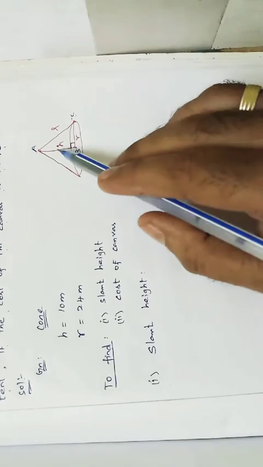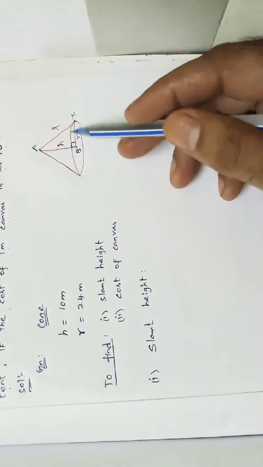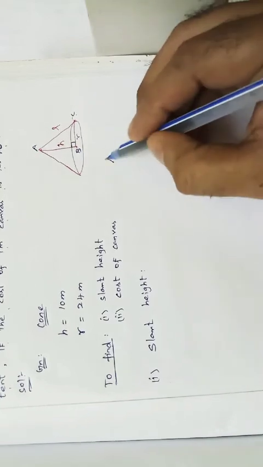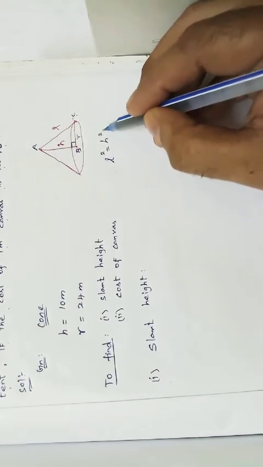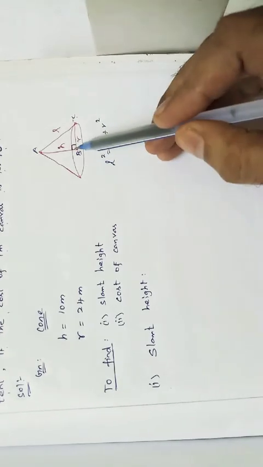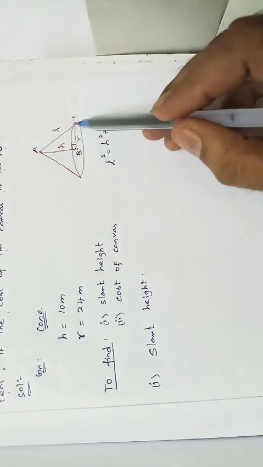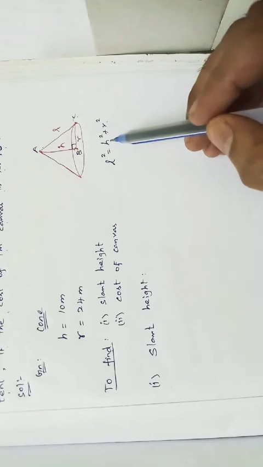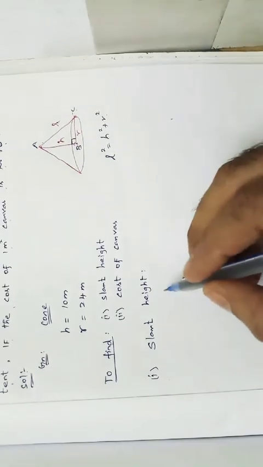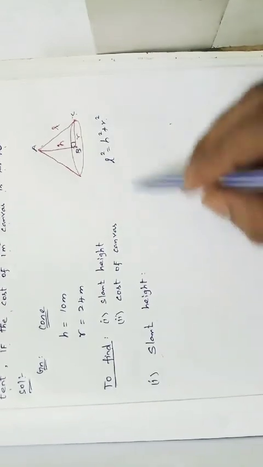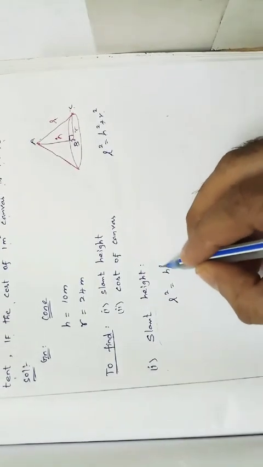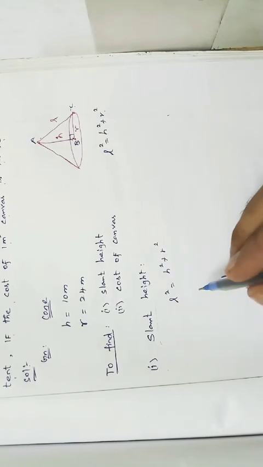So already we know it's a right angle triangle, by using Pythagoras theorem. In a right angle triangle, by Pythagoras theorem, L square is equal to H square plus R square. The side opposite to the right angle is nothing but L. So L square is equal to H square plus R square, where H and R are the adjacent and opposite sides. So by solving this we will get the slant height L. L square is equal to H square plus R square.